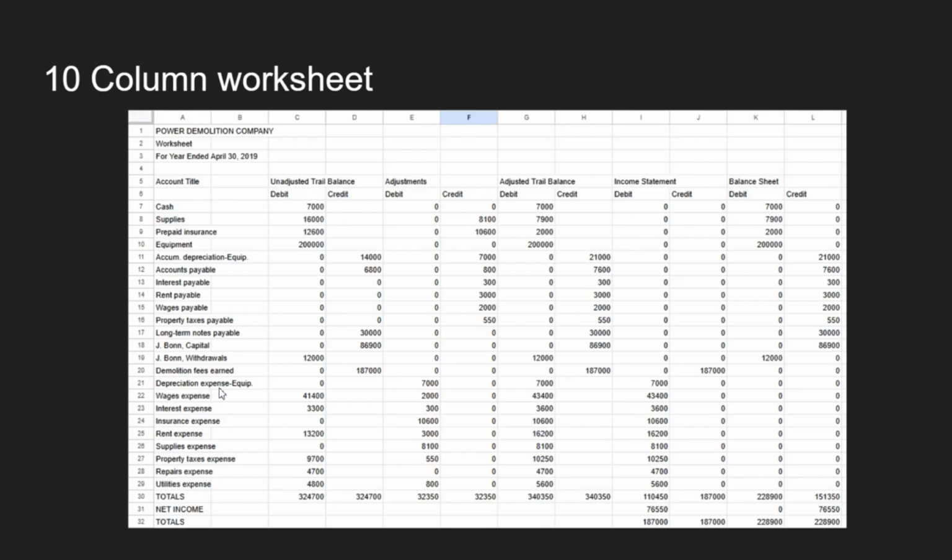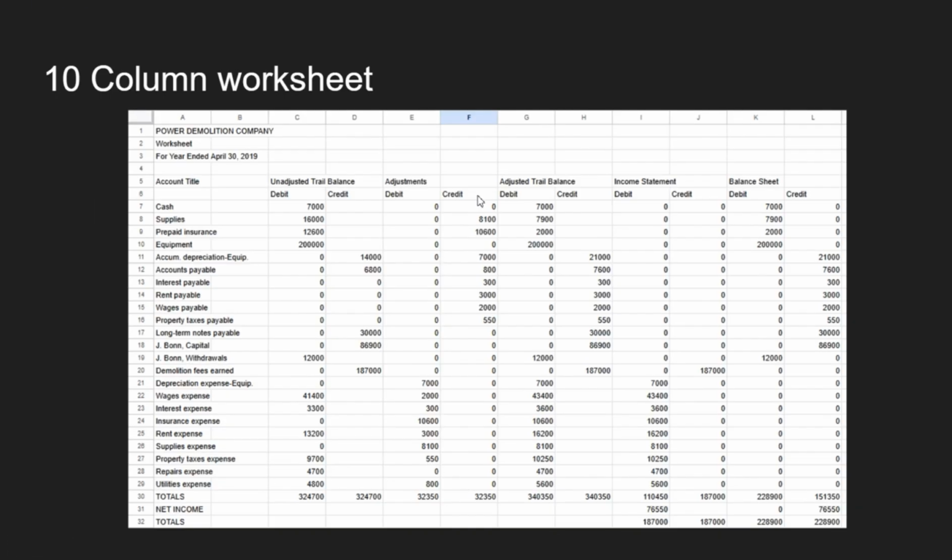Depreciation expense, equipment will be debited. Wages expense will be debited. Interest expense will be debited. Insurance expense will be debited. Rent expense will be debited. Supplies expense will be debited. Property taxes will be debited. And utilities expense will be debited.